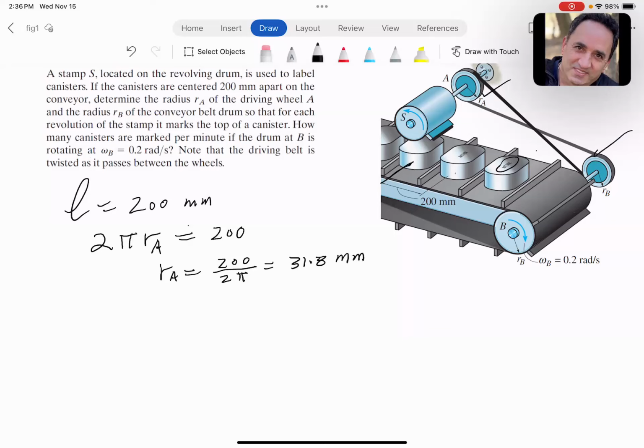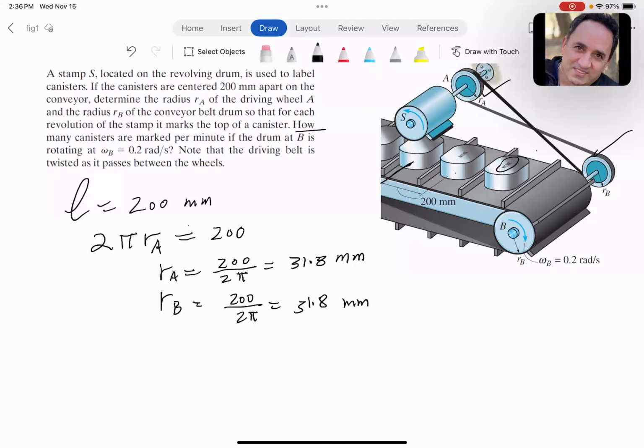You could say the same thing about this one. We want it to go also 200 millimeters, obviously. So the same thing applies to RB: 200 over 2 pi, that would be 31.8 millimeters. Okay? So that was very easy.